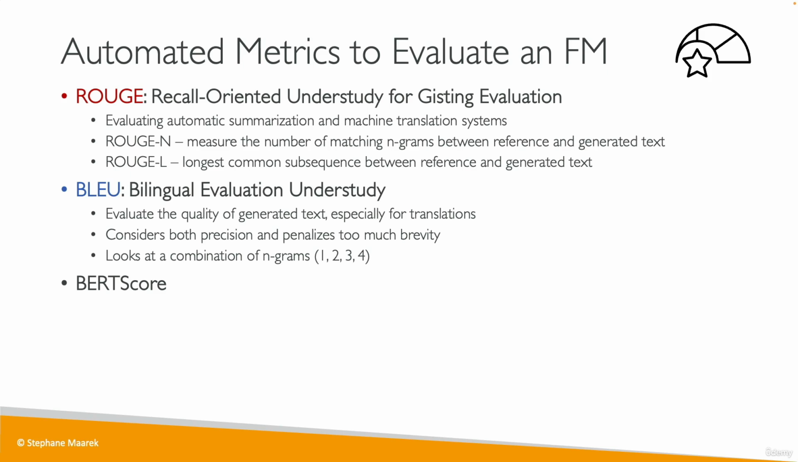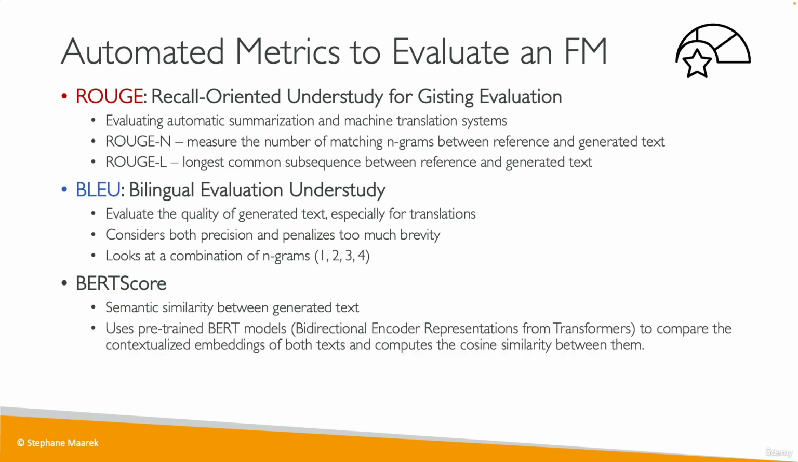Now, because of AI, we have the BERTScore. So here we look for the semantic similarity between generated texts. What does that mean? That means that you're going to compare the actual meaning of the texts and see if the meanings are very similar. So how do we do meaning? Well, you're going to have a model and it's going to compare the embeddings of both texts and compute the cosine similarity between them.